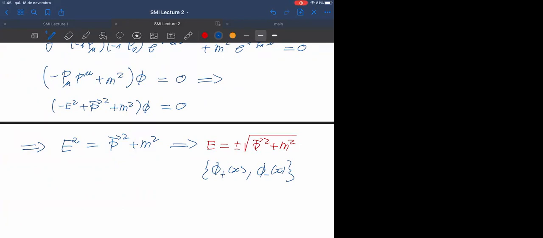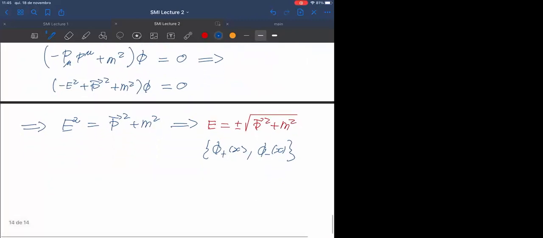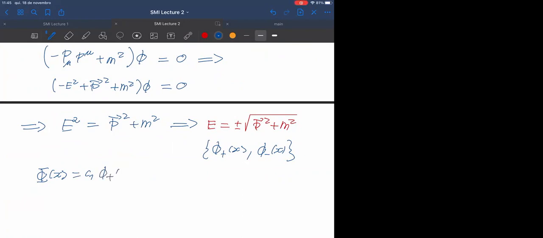You need to have both, because you write any state. This is something that you might remember from quantum mechanics, that when a basis is complete, it means that you can write anything as a superposition, exactly, like C1 phi plus x plus C2 phi minus x. So a solution is a superposition of these two basis functions, and you need to take into account both. They are not removable, so you need to understand what they are. What is this in fact?